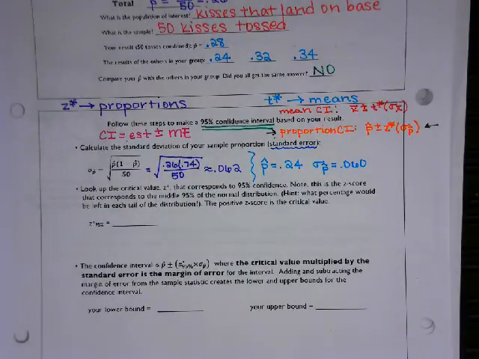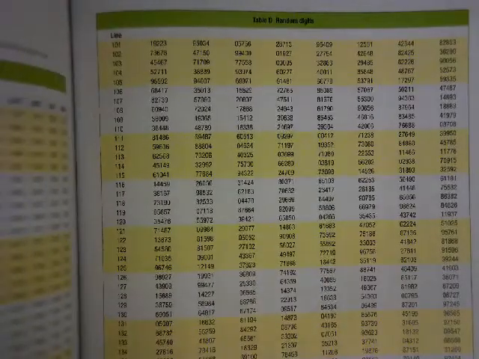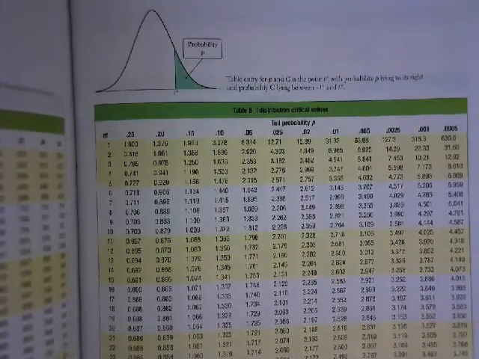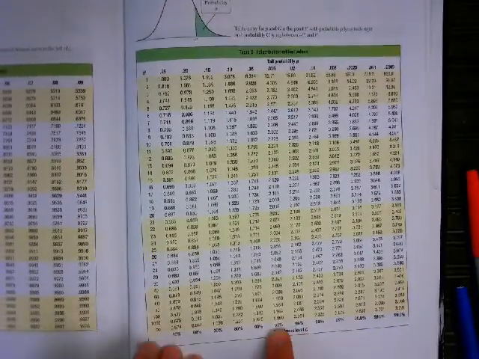Now, like I showed you yesterday, Z star can be found by looking at the table. Back here, table B, down at the bottom, you have your confidence levels. We're working with 95%. So 1.96 is our Z star.